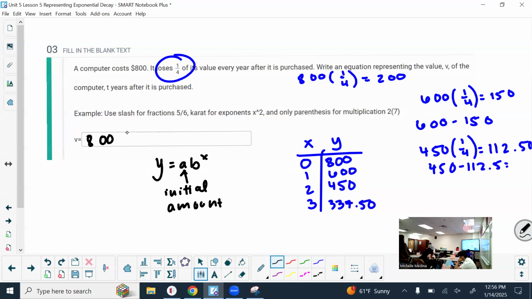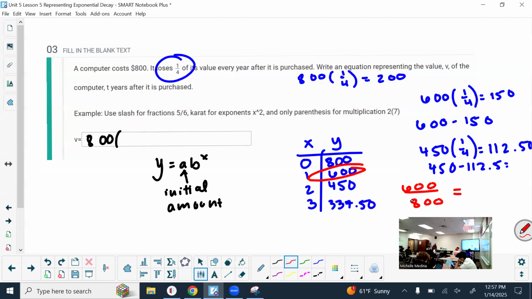It's going to be multiplied by a common factor. And remember what we talked about earlier. Common factor is what you can multiply by this number to get the next number. It's not going to be 1/4 because you already did that earlier. That's not the value at year one. That's just what it lost.